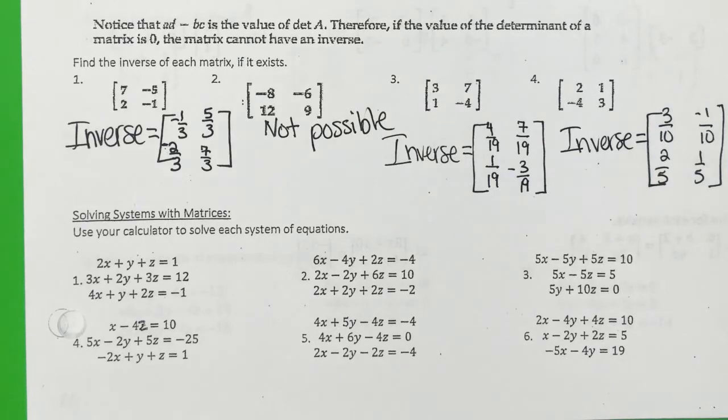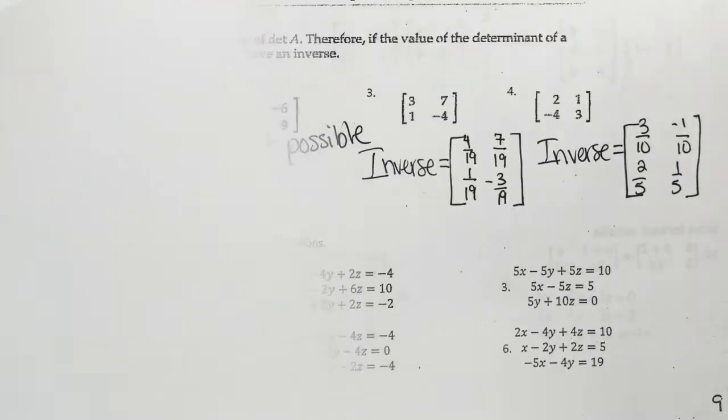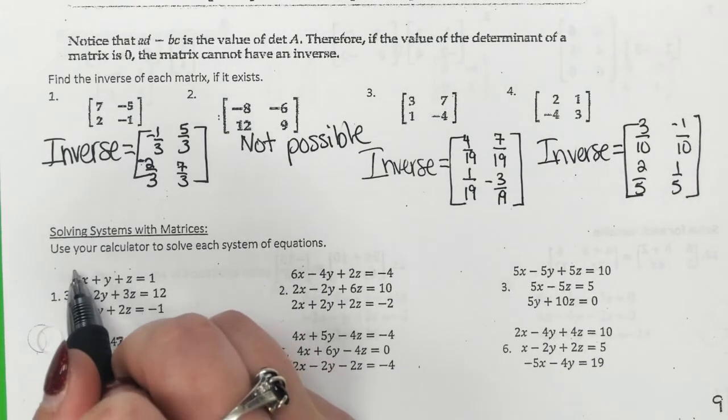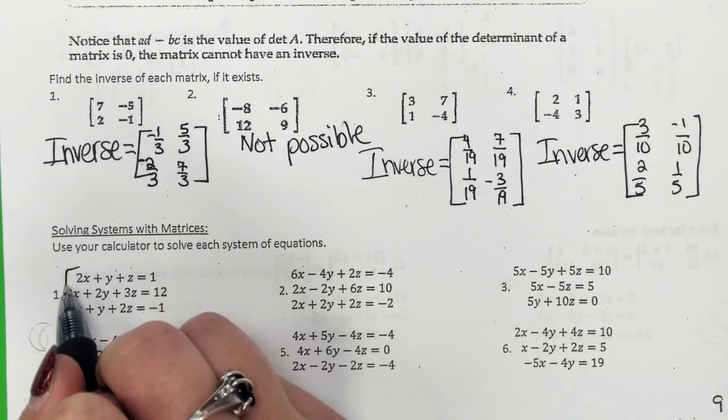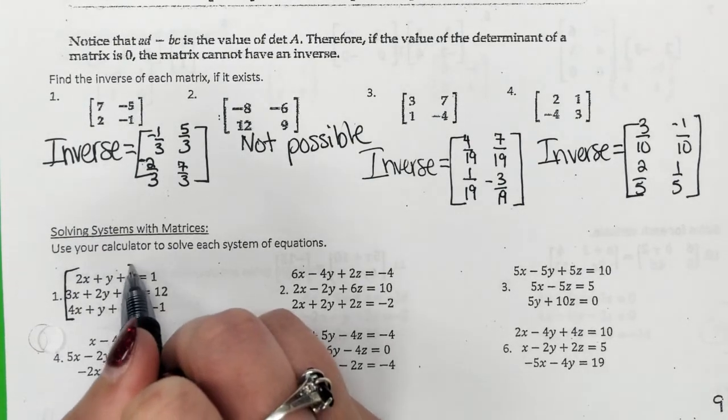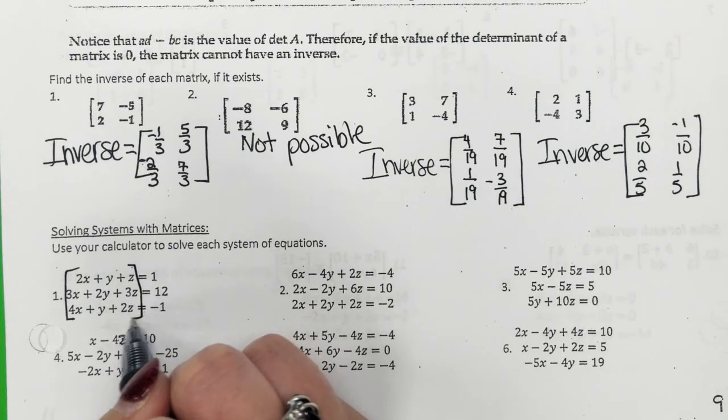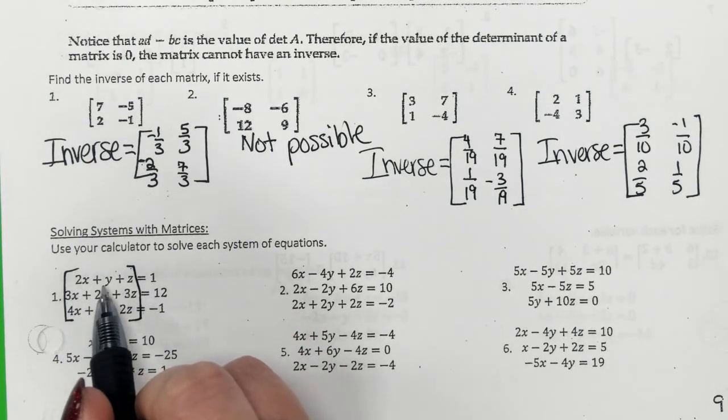Because we can't just plug it in straight off, we need to do a little bit on our paper first, okay? All right, here we go. So what we're going to do is make a matrix out of our letters, okay? Just out of our letters. So what are the numbers for the top row? 2, 1, 1. 2, 1, 1. There you go.